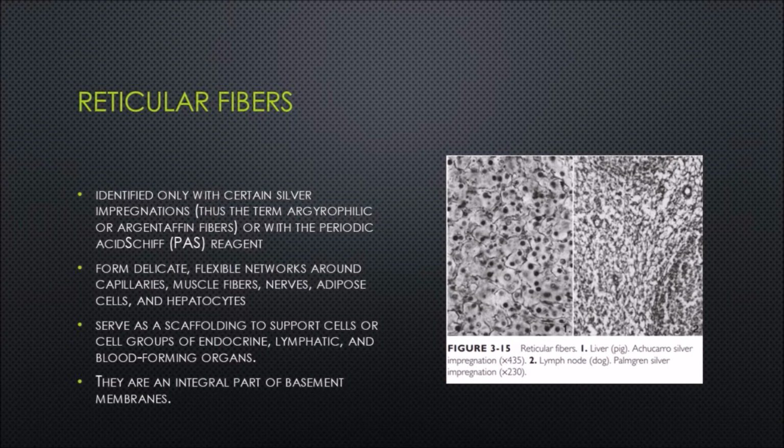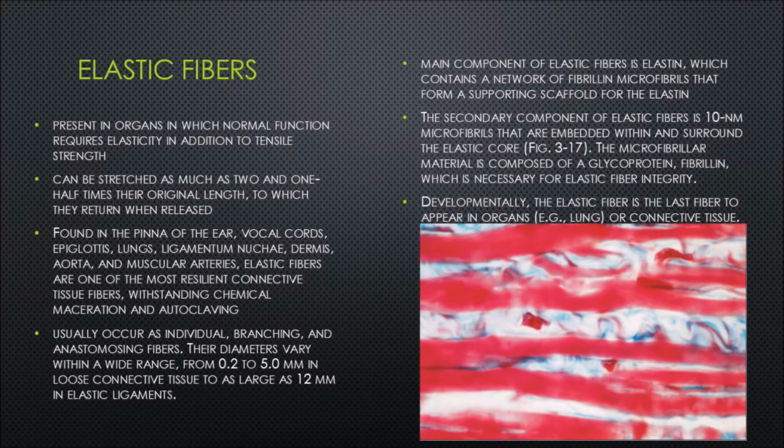They are also an integral part of the basement membranes. As you can see here in the picture, these are an example of reticular fibers that are found in the liver and the lymph node. The next type of fibers are elastic fibers, and they are found in organs that need elasticity in order to function normally, in addition to tensile strength.